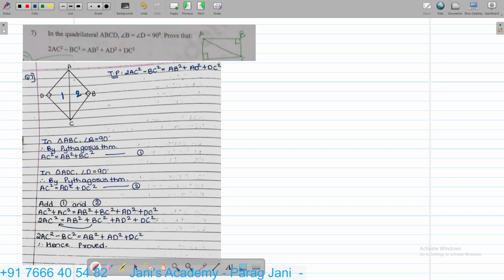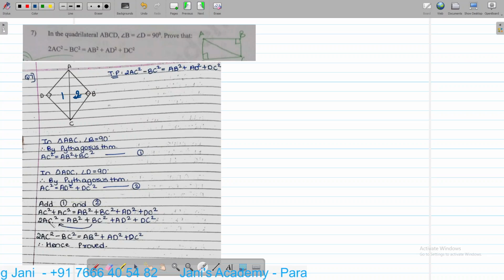So in triangle ABC, the hypotenuse will be AC. AC square is equal to AB square plus BC square. In triangle ADC, again AC square is equal to AD square plus CD square. You have to simply add AC square plus AC square, which is 2AC square. Now you have to add AB square, BC square, AD square, DC square.